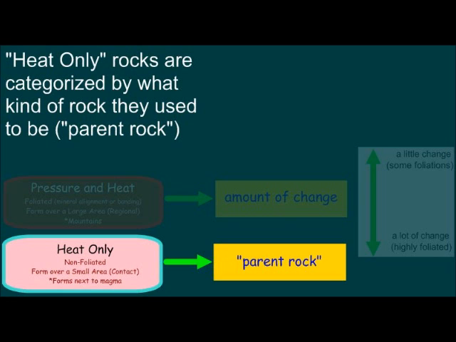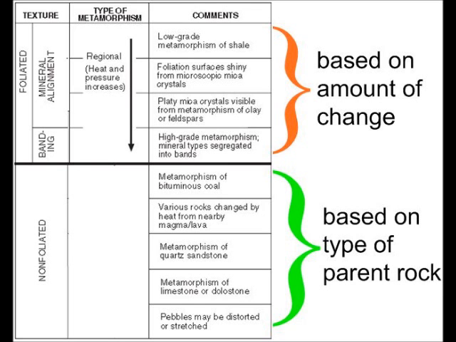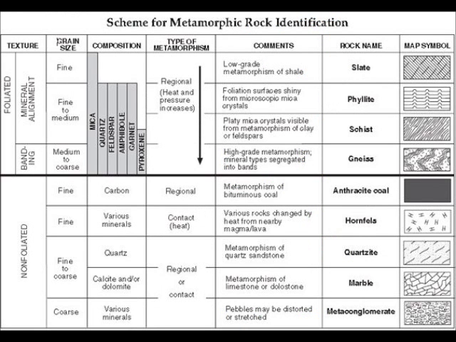And so you can see on a simplified version of your reference table diagram, the foliated rocks are basically categorized by how much they changed. So we have increasing heat and pressure as you go down up until you get to that black line where you get to the non-foliated category, and then it really just lists what the rock used to be. And here we have the scheme for metamorphic rock identification.